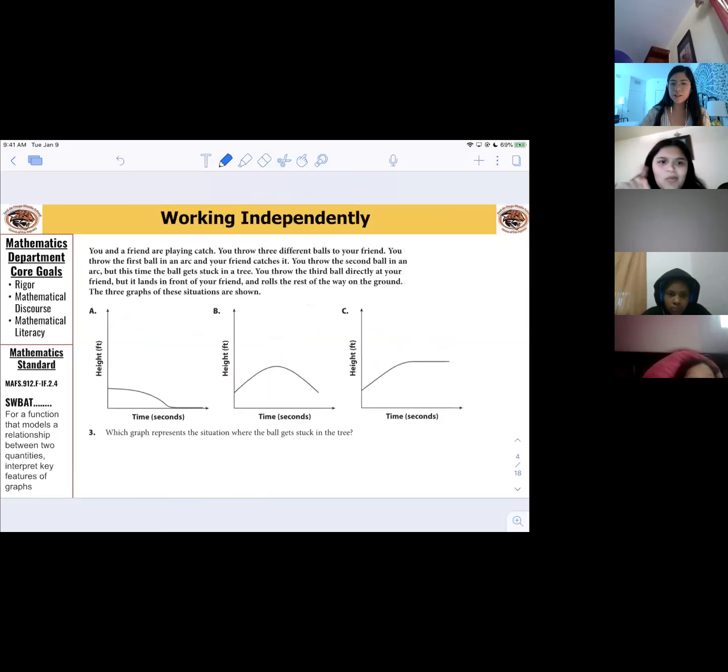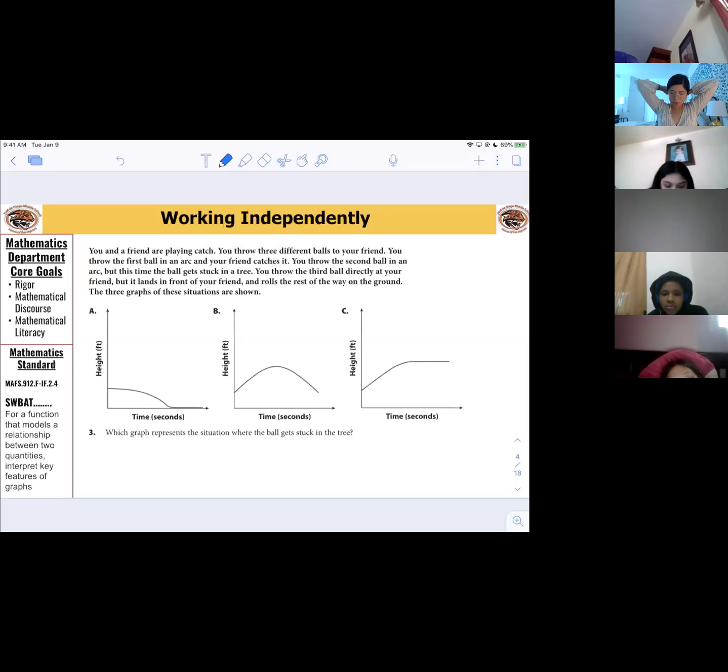Can I have a volunteer read this one? You and a friend are playing catch. You throw 3 different balls to your friend. You throw the first ball in an arch and your friend catches it. You throw the second ball in an arch, but this time the ball gets stuck in a tree. You throw the third ball directly at your friend, but it lands in front of your friend, then rolls the rest of the way on the ground. The 3 graphs describe this situation.